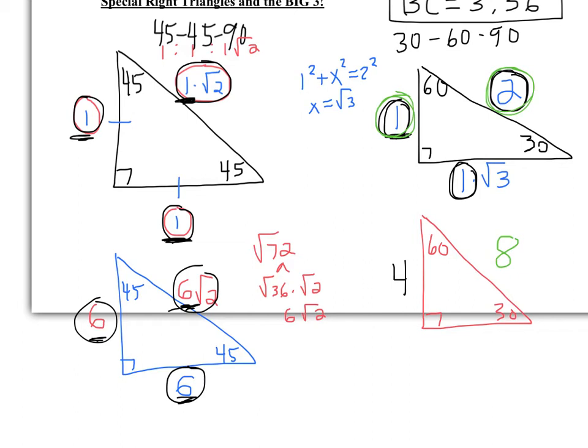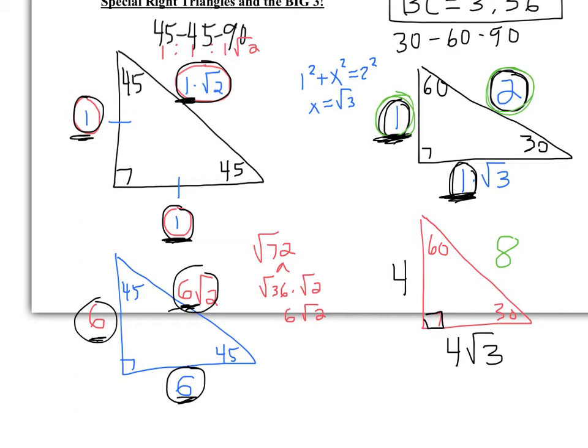The one across from the 60, that is going to be, in this case, 4 radical 3. Okay, so again, these numbers match up there and there, from up above. I encourage you to use Pythagorean theorem to prove it to yourself that 4 squared plus 4 radical 3 quantity squared would give you 8 squared. Alright, so we're always checking this by doing Pythagorean theorem.